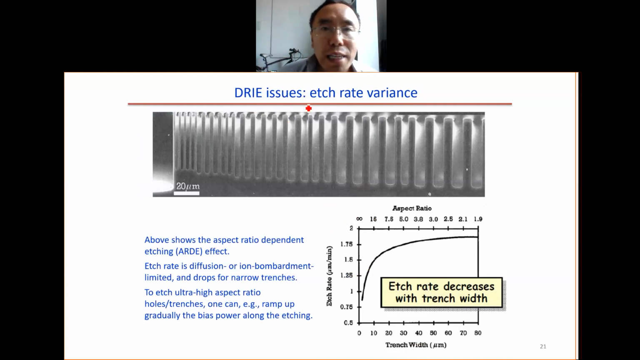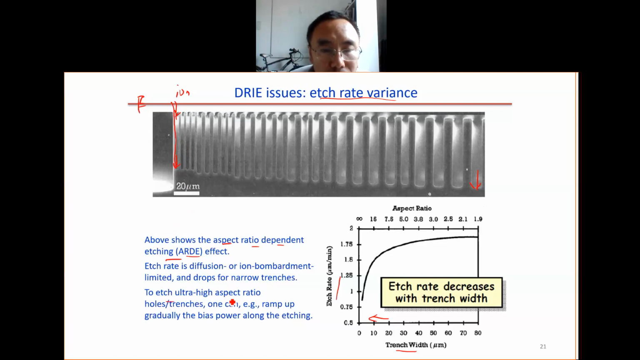So one issue for the deep RIE is the etch rate varies. As we have seen before, it's called aspect ratio dependent etching, ARDE effect. So you can see narrow trenches etch shallower than wider trenches. Narrow trench is difficult to etch. You can see here we have the trench width. We have narrow trench, so the etching rate drops a lot. This is because the ions and the etchant, fluorine, is more difficult to come to the bottom. So how to solve this problem?